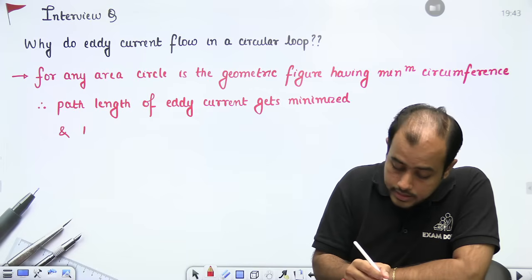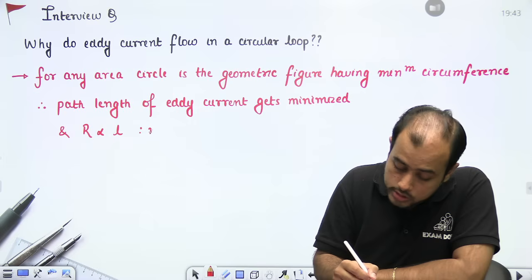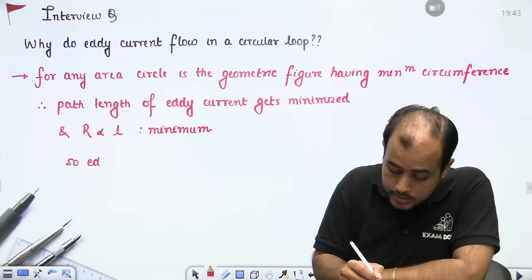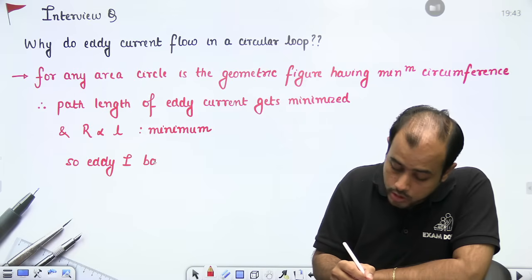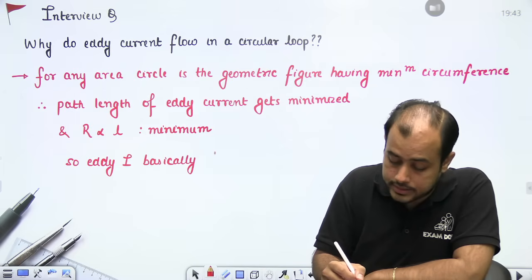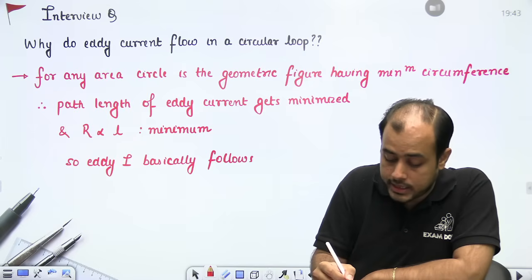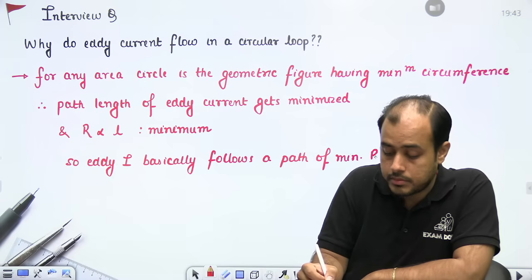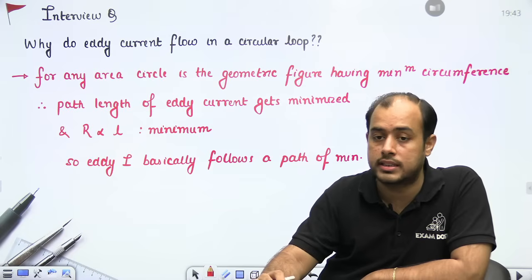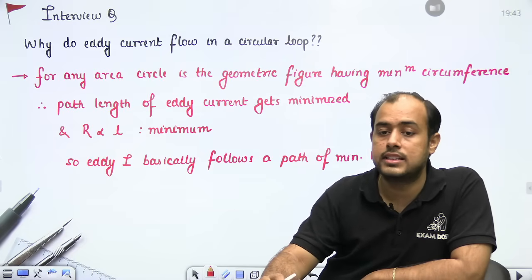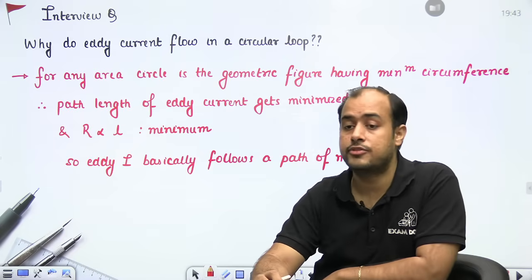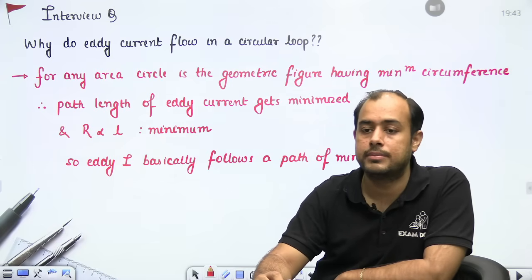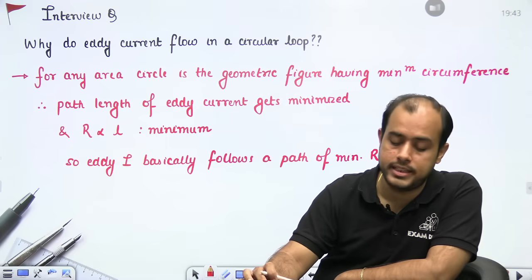और रेजिस्टेंस प्रोपोर्शनल टू लेंथ ऑल्सो बिकम्स मिनिमम। तो एडी करंट बेसिकली follows a path of minimum resistance. Understood beta? Why circular loop? मिनिमम रेजिस्टेंस के रास्ते को फॉलो करता है, and that is why, beta, that is why it is following the सर्कुलर लूप। इसी वजह से सर्कुलर लूप आपका बन रहा है। ओके, इज दैट क्लियर टू एवरीबडी?